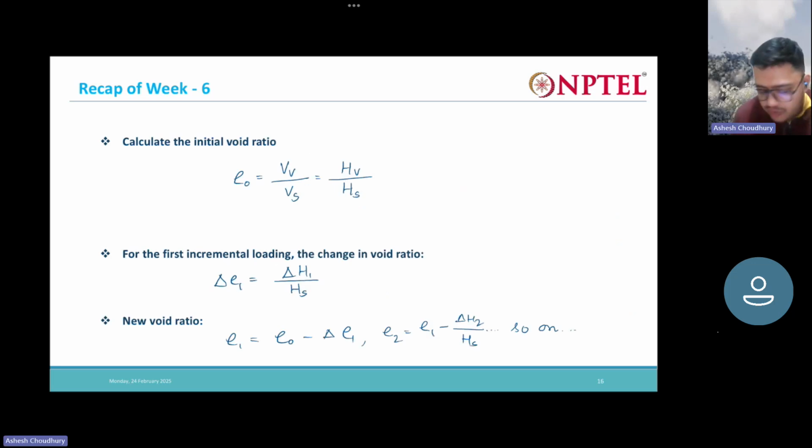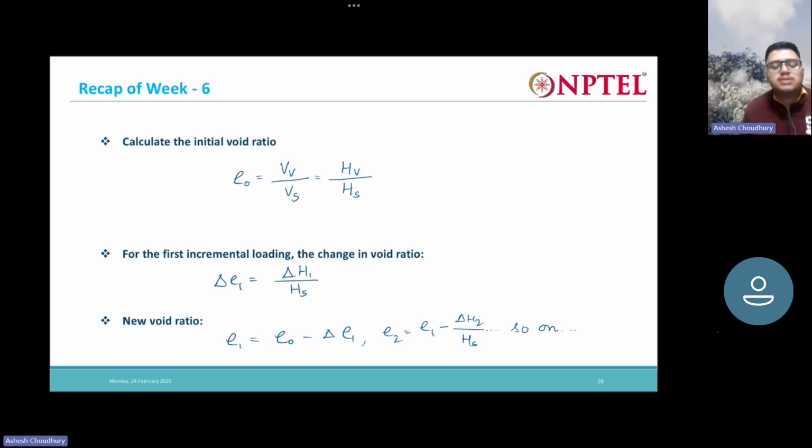How to calculate the void ratio? Void ratio is nothing but volume of voids by volume of solids, nothing but Hv by Hs. So we got the initial void ratio. Next, for the first incremental loading, the change in void ratio is going to be delta H1 by Hs. Now for the new void ratio, the void ratio is going to decrease. So e1 now is equal to e naught minus delta e1. Similarly, e2 is equal to e1 minus delta H2 by Hs. So like this, we will continue.